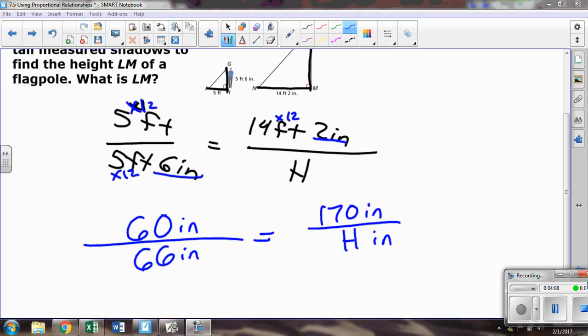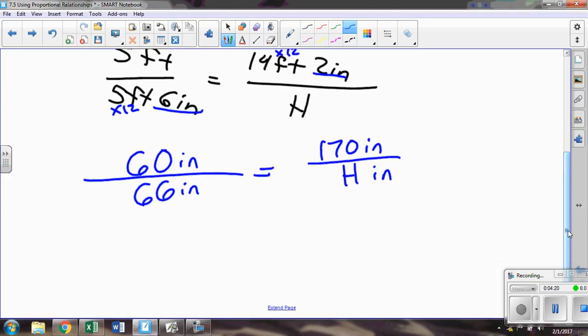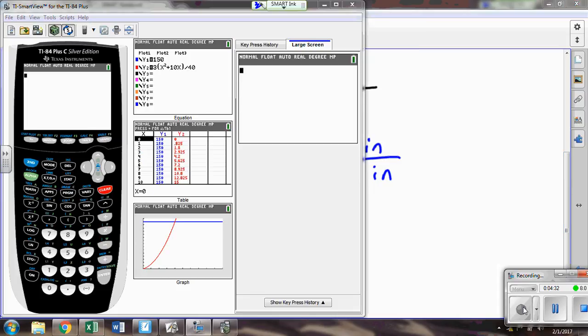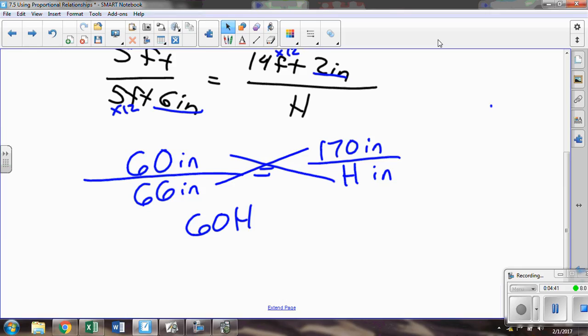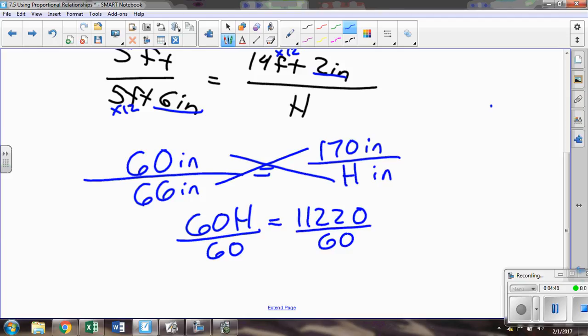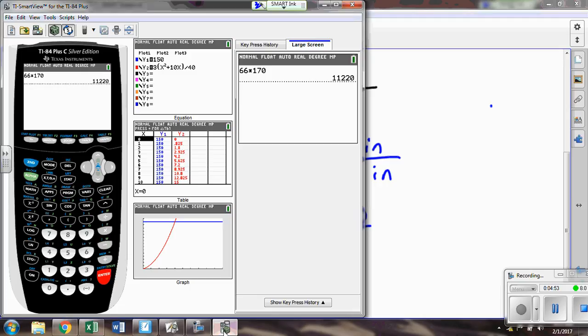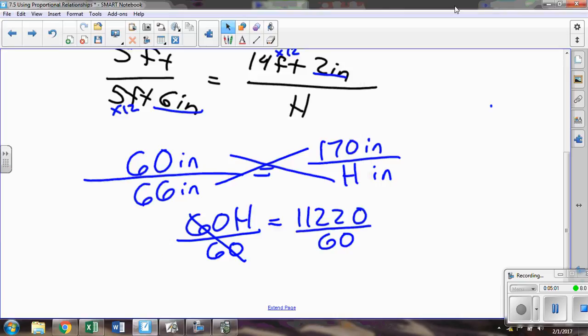And so, here we go. We just now need to solve this proportion, and we will have our answer, the height of the flagpole as measured in inches. All right, and we know that we can solve a proportion with cross multiplying, so 60 times h. And if anyone has a calculator handy, we can speed up some of our number crunching. 66 times 170. Okay, so 66 multiplied by 170 gives us 11,220. And divide out by 60. We have our answer that it is 187 inches tall. Hooray, we're happy. The height of the flagpole is 187 inches.